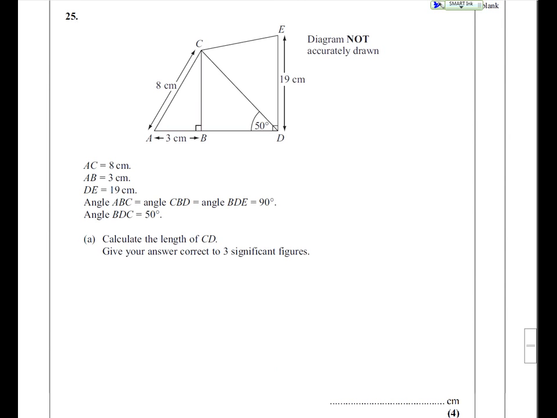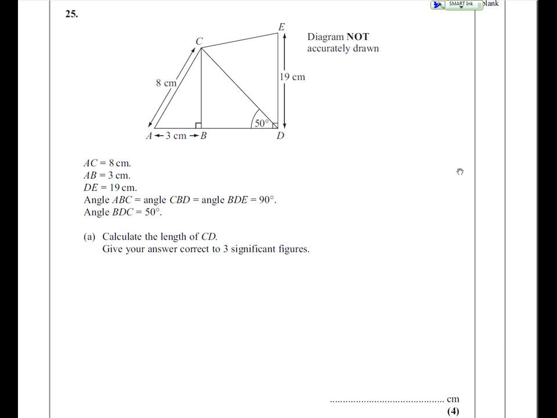Question 25. Got a complicated looking diagram with lots of different angles going on, and it says calculate the length of CD. So CD is here. Give your answer correct to 3 significant figures. Gives you a clue it's going to be a decimal involved. All the information written here is shown on the diagram already. All we need to do is think about getting this length. Now, how are we going to do that?